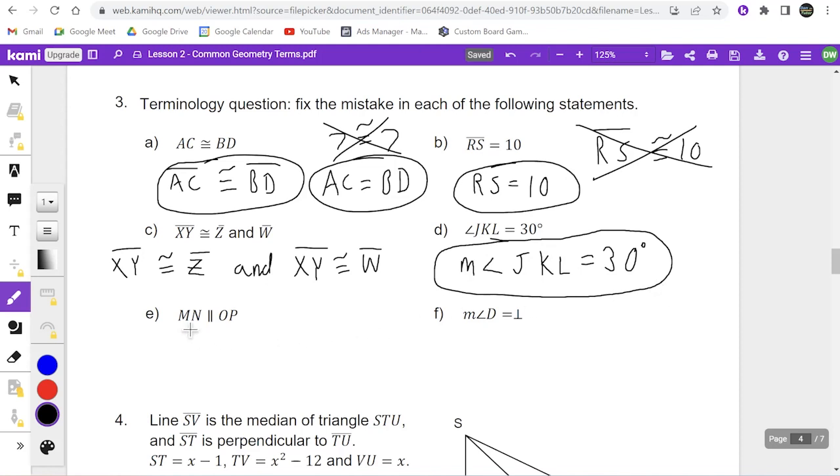Moving on, part E, MN is parallel to OP. That looks right to me. Can someone tell me why it's wrong? Once again, I forgot the line segment symbols. MN is congruent to OP like that. And then the last one, part F, measure of angle D equals perpendicular. That one just looks wrong. Can someone tell me how to fix it?